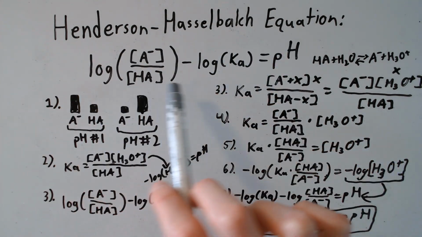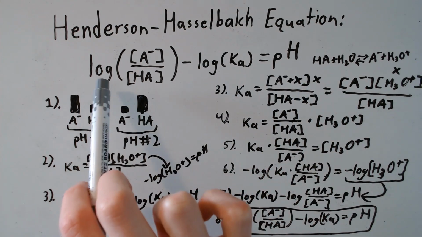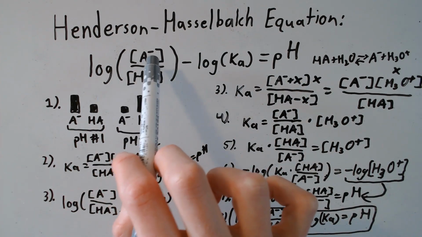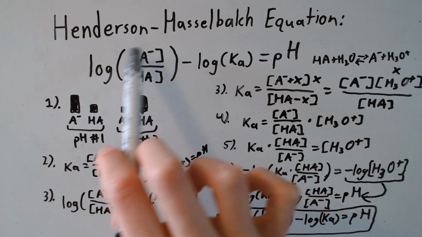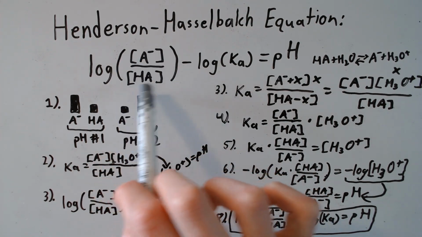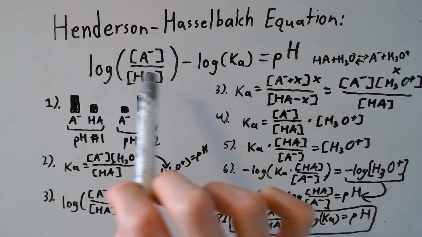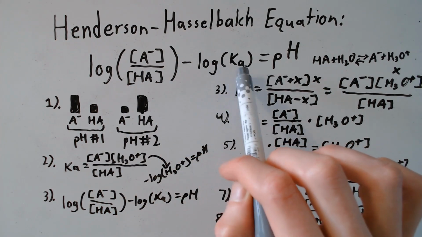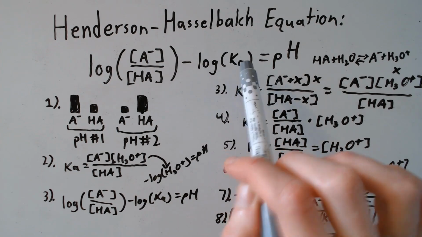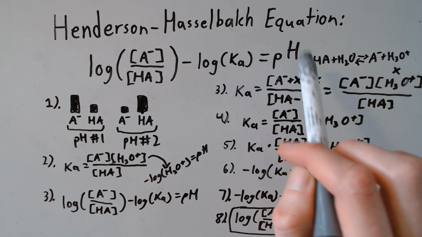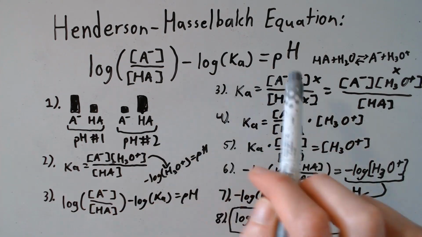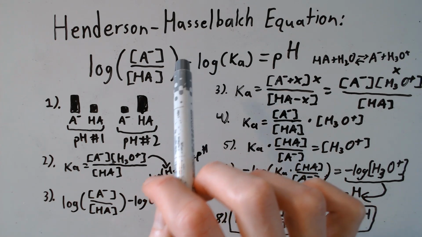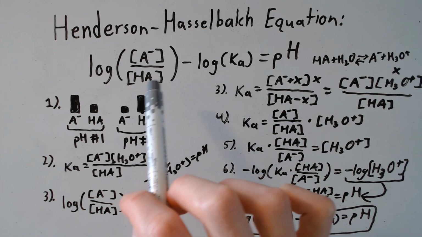This equation might seem complex at first. The equation states the logarithm of A minus, the concentration of the conjugate base, over the concentration of the weak conjugate acid, minus the log of the Ka constant for this acid, equals the pH of the buffer. This equation seems fairly complex, but I'll explain how it was made and why it works.